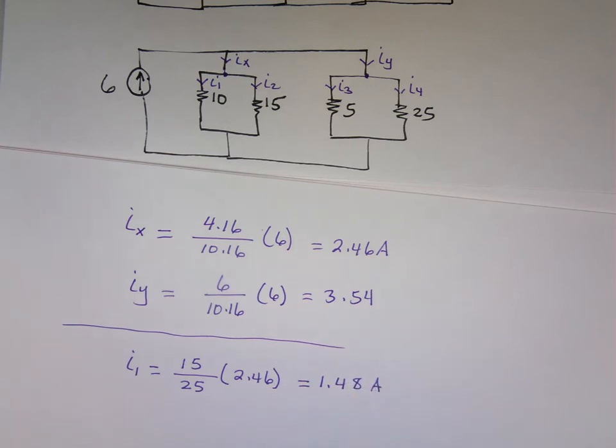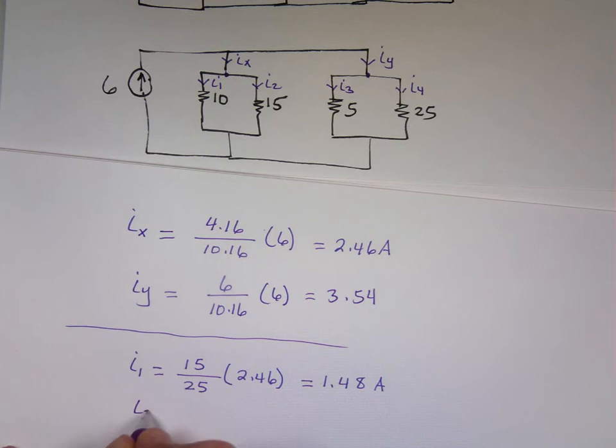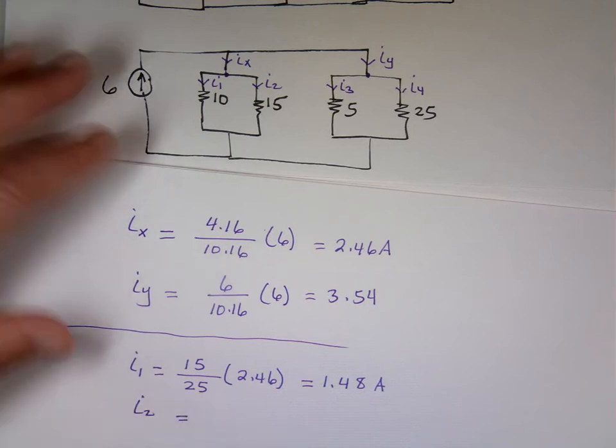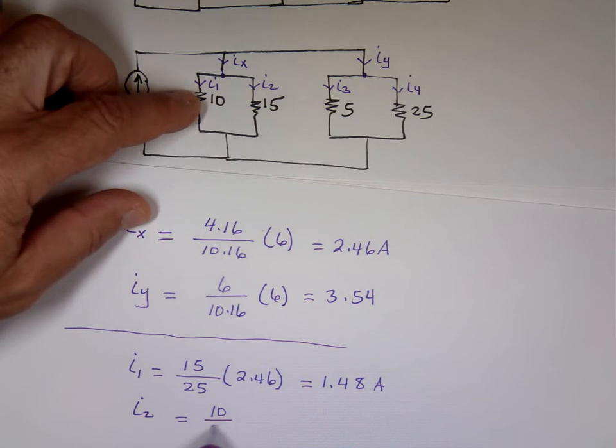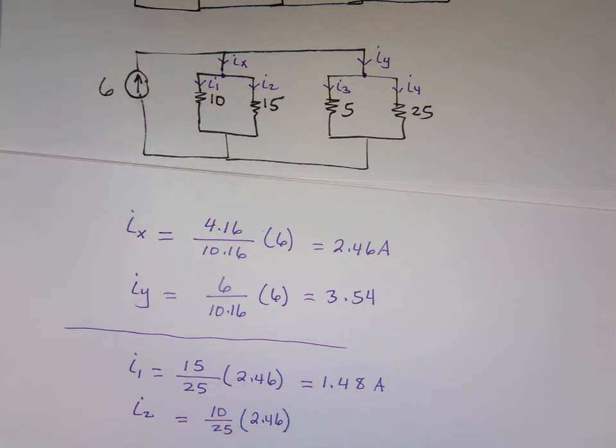I sub 2. I sub 2 is this current, so I got to use that resistor. 10 over 25 times 2.46. 24.6 divided by 25. 0.98.